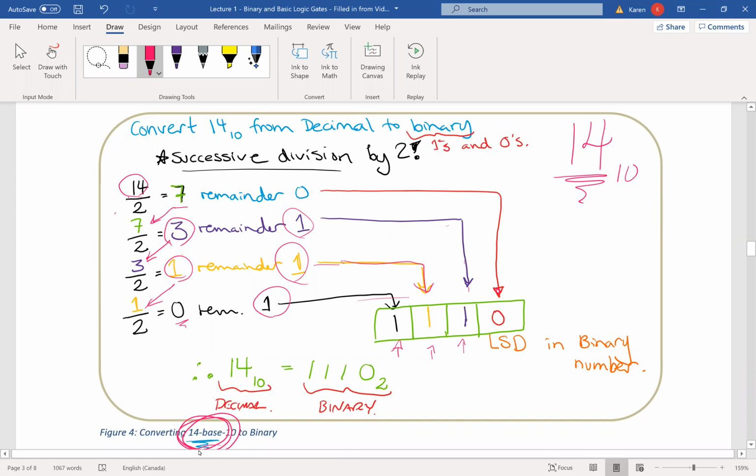And so you can conclude that 14 in our decimal system is equal to 1110 in the binary system, which is base 2. If you want to double check, which you should always want to do, then you can look at each of these digits and apply the bases to it, 2 to the 0, 2 squared, 2 cubed, and you can add through to make sure that you get to 14, which you do.